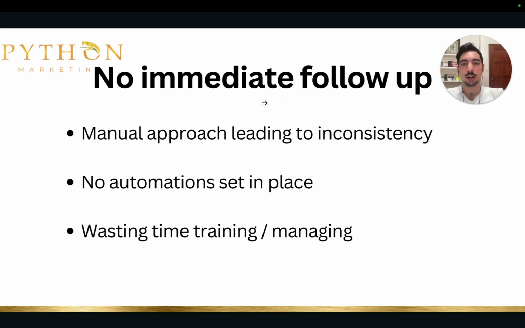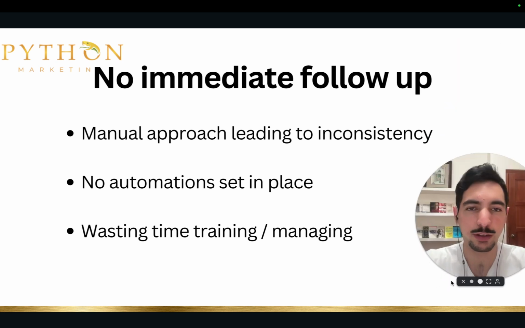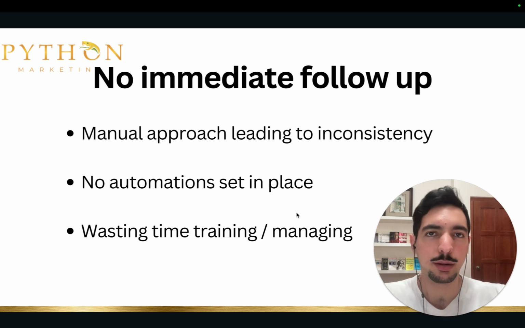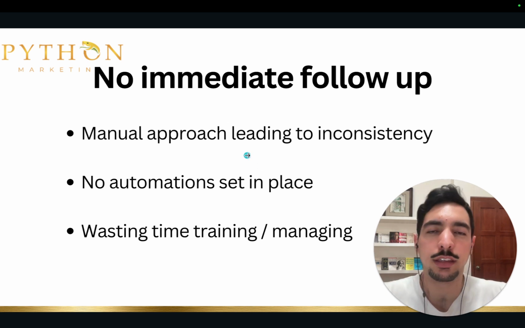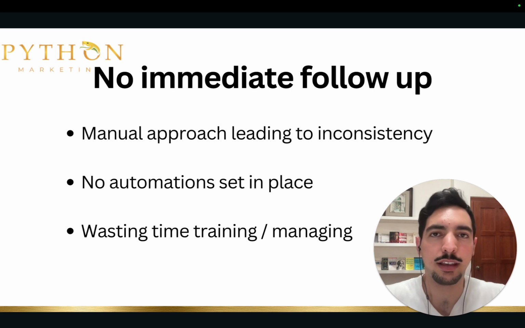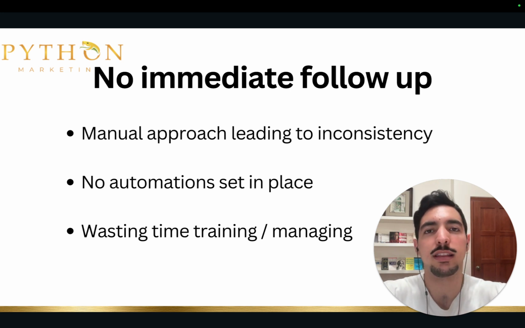Whenever somebody opts in, since most people have a manual approach for appointment setting, this leads to complete inconsistency. Because what if a lead opts in at night or maybe early in the morning where you don't even have your phone on hand? You're going to be able to call them a couple hours later, if not days later. This just guarantees that the leads that opt in are going to tell you over the phone that they don't remember opting into anything and that they're no longer interested in the offer.